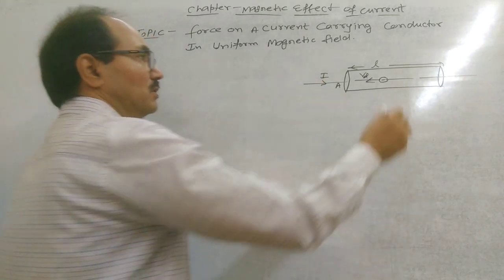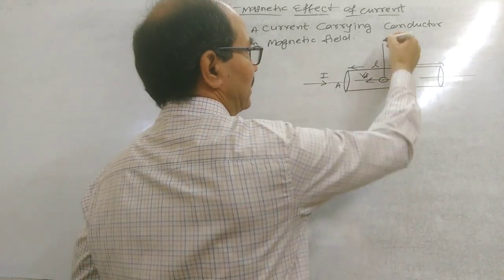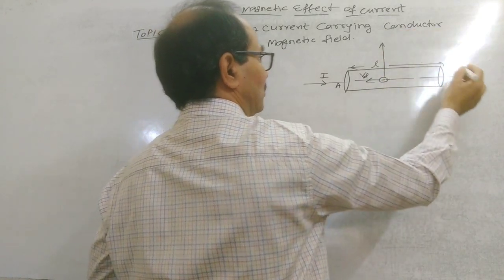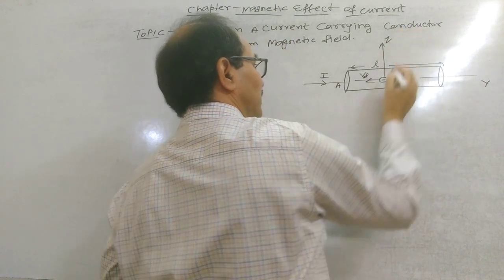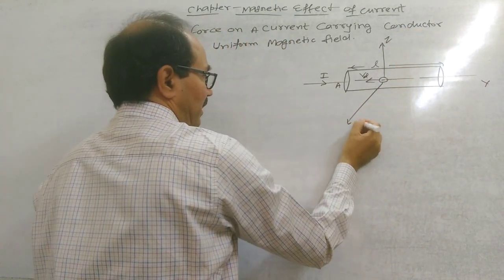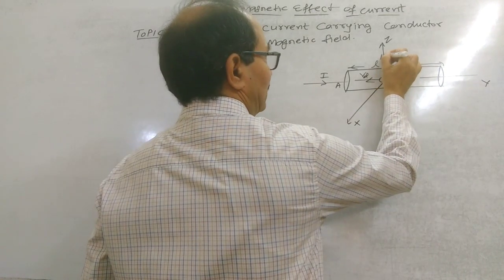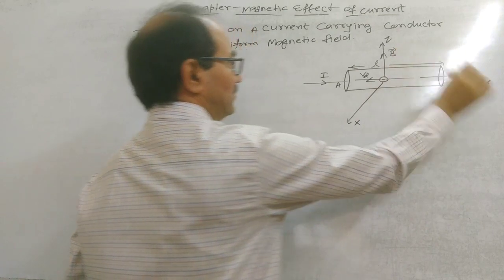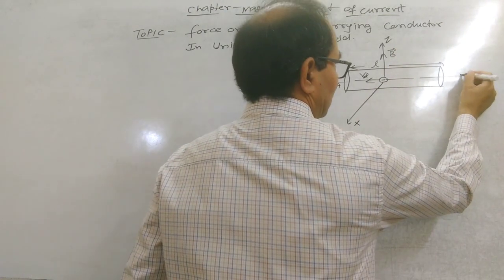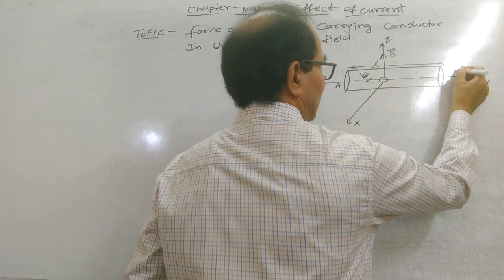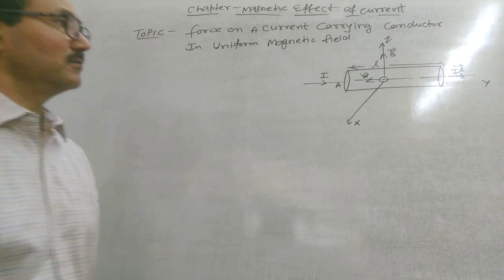Now suppose a uniform magnetic field is here. Suppose this is y-axis and this is z-axis and this is x-axis. Now suppose the uniform magnetic field is here. Now the small current element, this is a small current element IL vector along the direction of current.